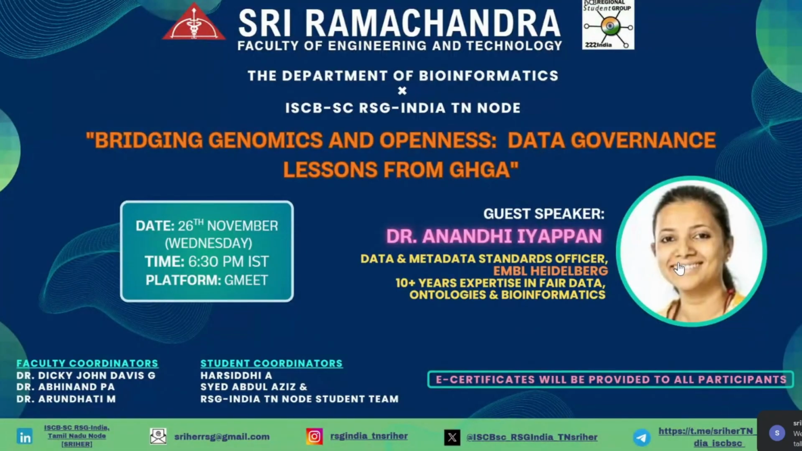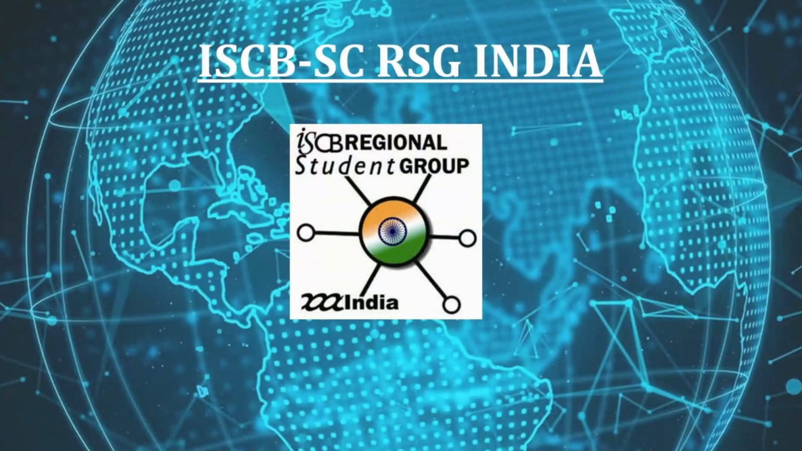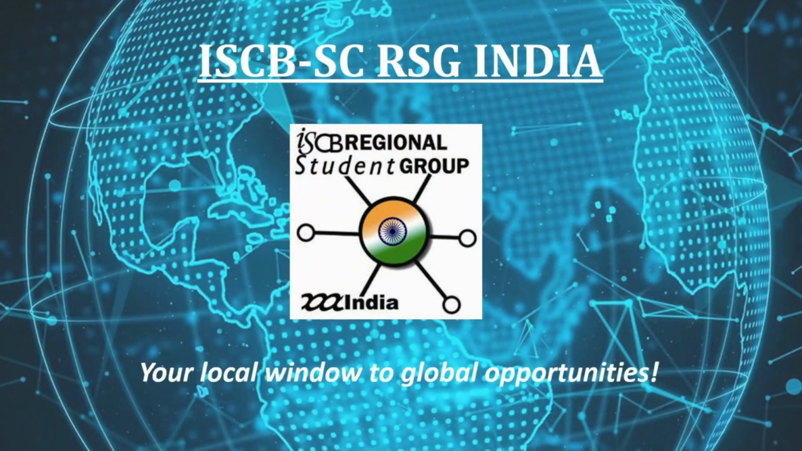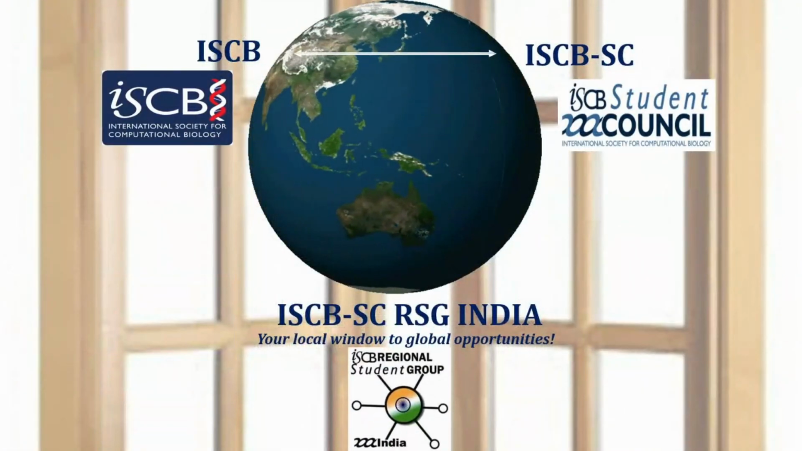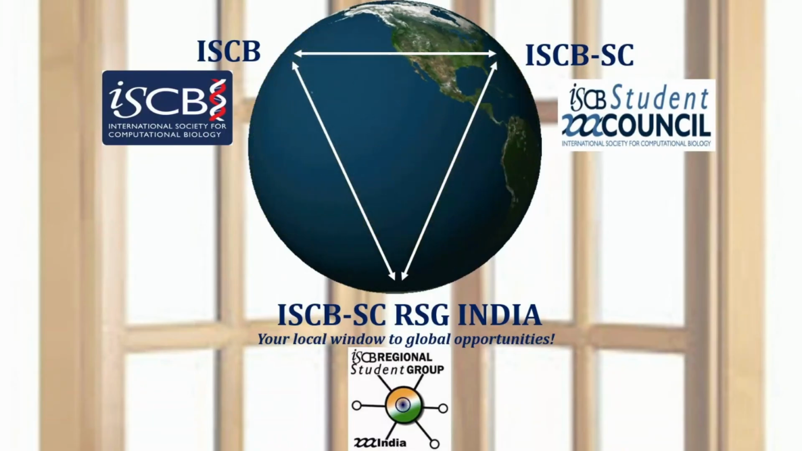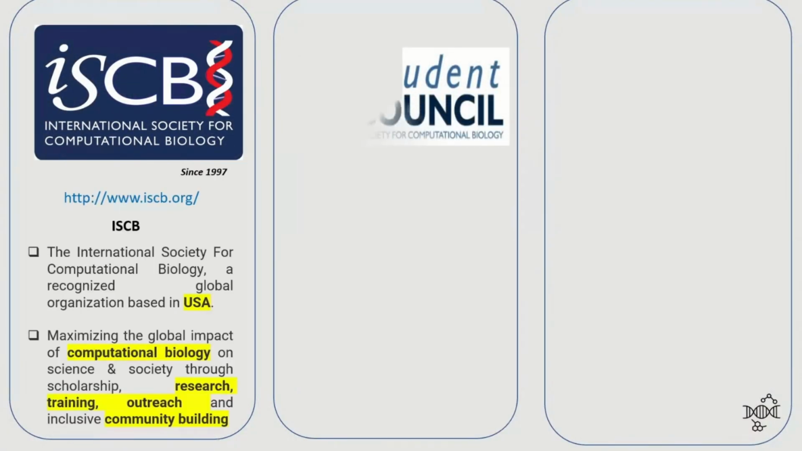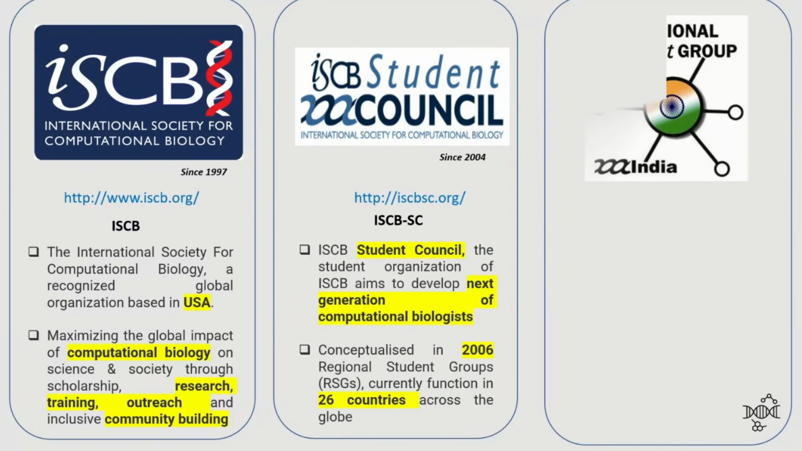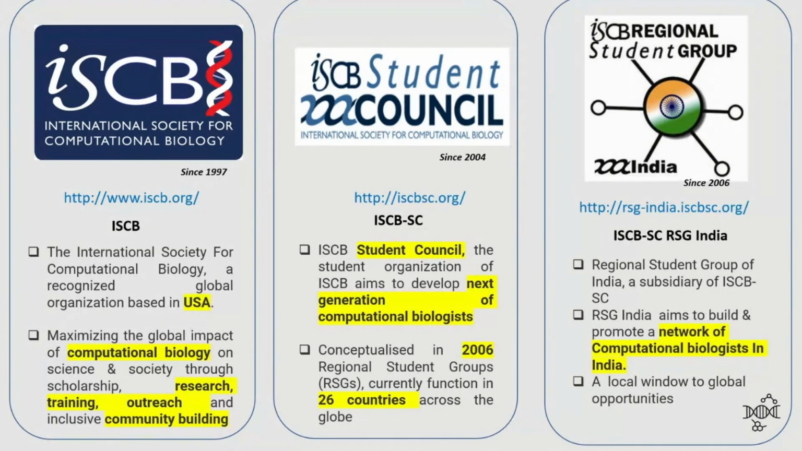Before we proceed to the event, I would like to give a brief introduction to ISCB-SC. ISCB-SC RSG India is your local window to global opportunities in computational biology. ISCB is a global organization based in the USA, and it drives computational biology forward through research training, outreach, and community building. The ISCB Student Council, started in 2006, nurtures the next generation of computational biologists with RSGs in over 26 countries.